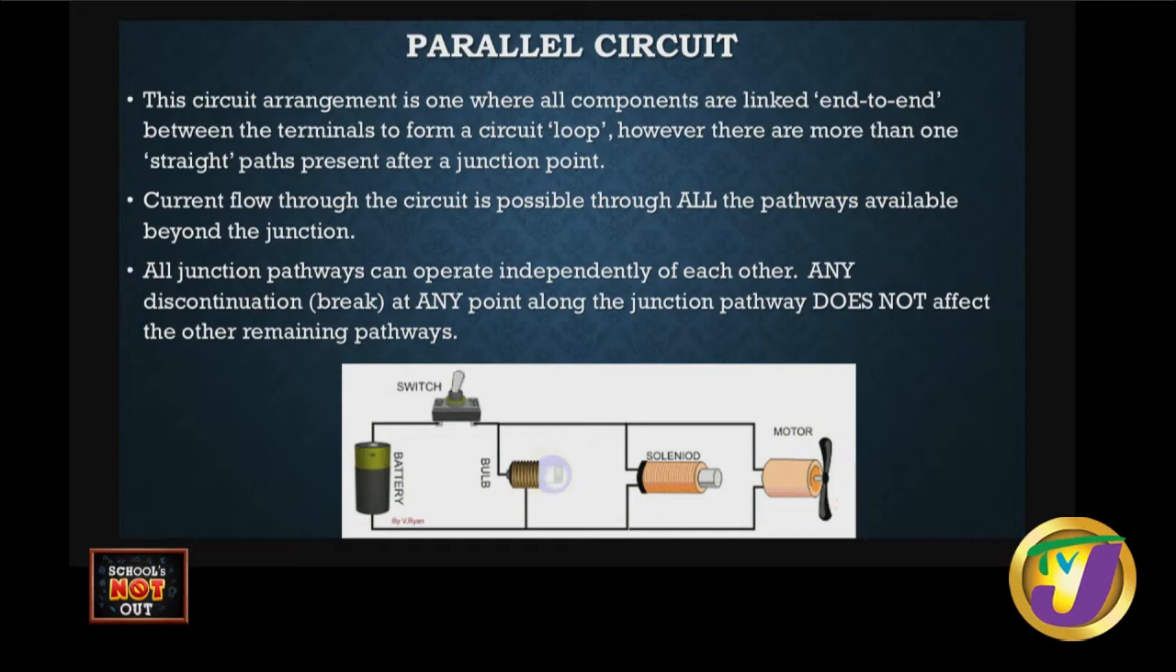So when we look at the circuit here, the switch, when it is on, current can flow through the bulb, and another way can flow through what they call a solenoid, and another way can flow through the motor. So it can flow through each of these individually, but coming from the same source. So that's the main difference between a series and a parallel. Series has one way, parallel has multiple ways.